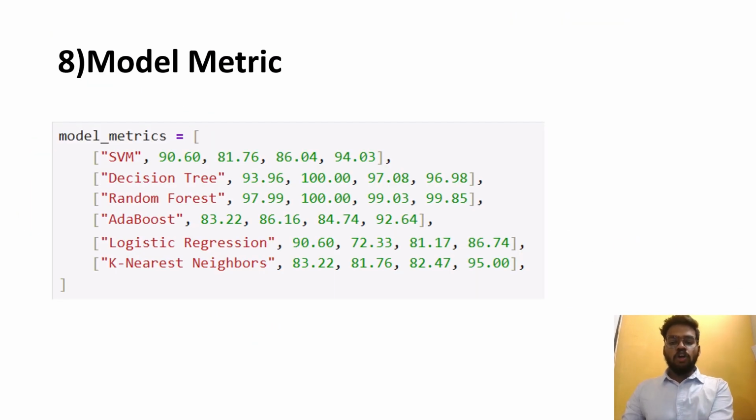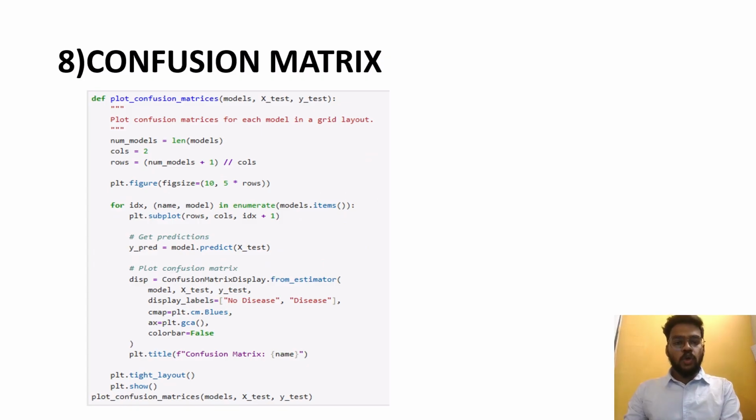Next, we move on to the model metrics. This is a detailed explanation of the tabular evaluation of metrics. In this, we have accuracy, precision, F1 score, and recall score. Using these values, we created a model metrics table to construct the confusion matrix plots. Let us move on to the confusion matrix plots. This is the code to plot the confusion matrix.